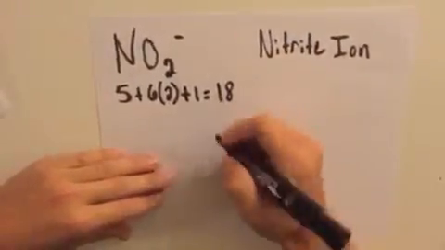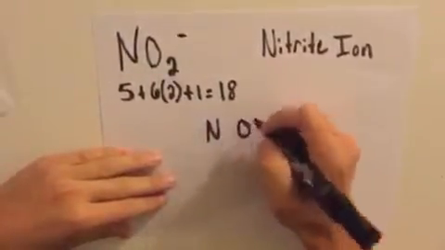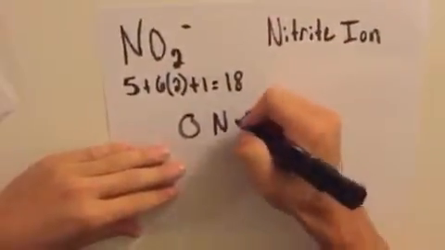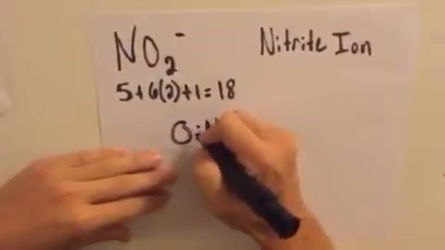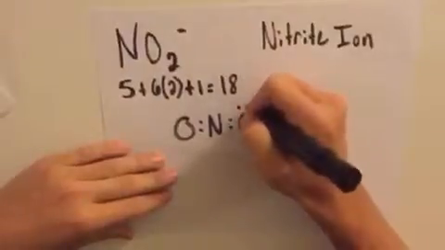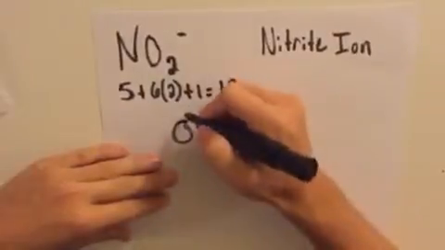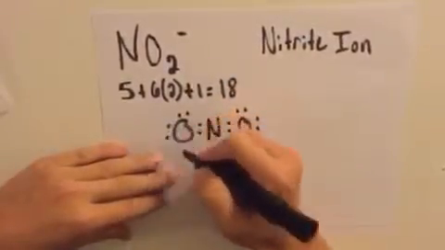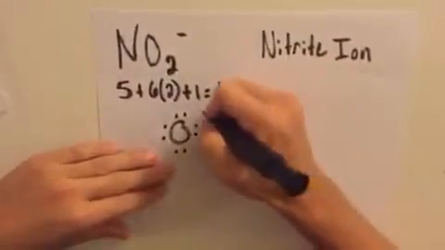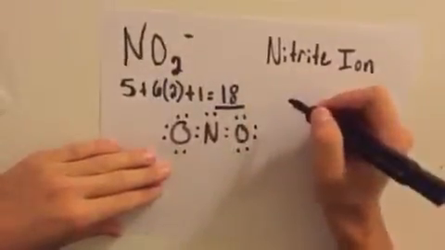Then we'll draw the nitrogen and oxygens down below. First, we start by putting bonds between the nitrogen and the oxygen. And then we fill in the rest all around the oxygen. We still have 2 electrons left, so we'll put those above the nitrogen. That accounts for all 18 valence electrons.